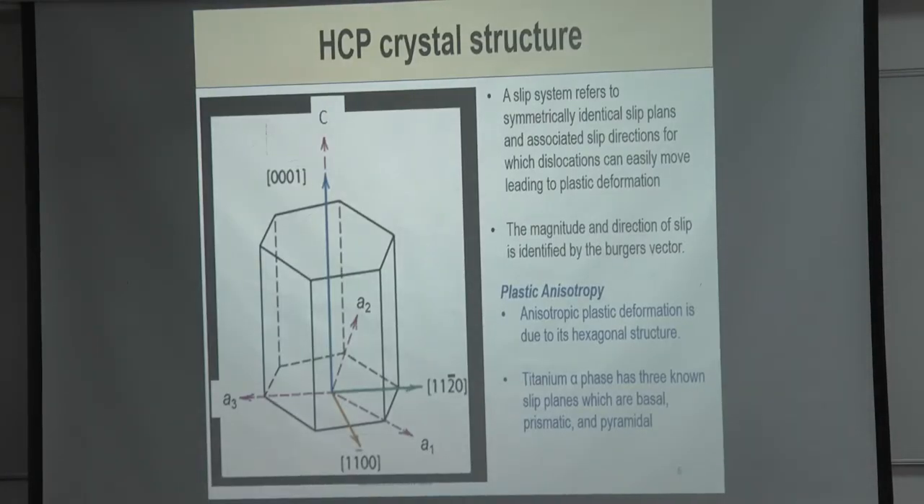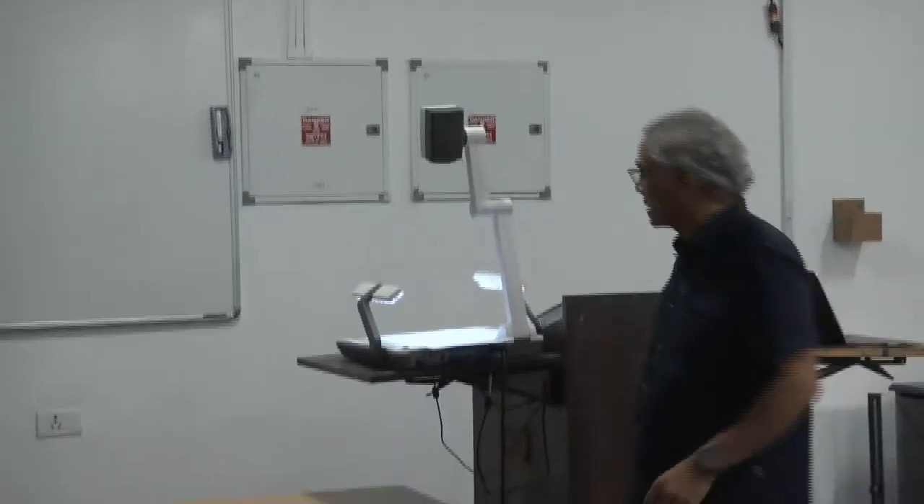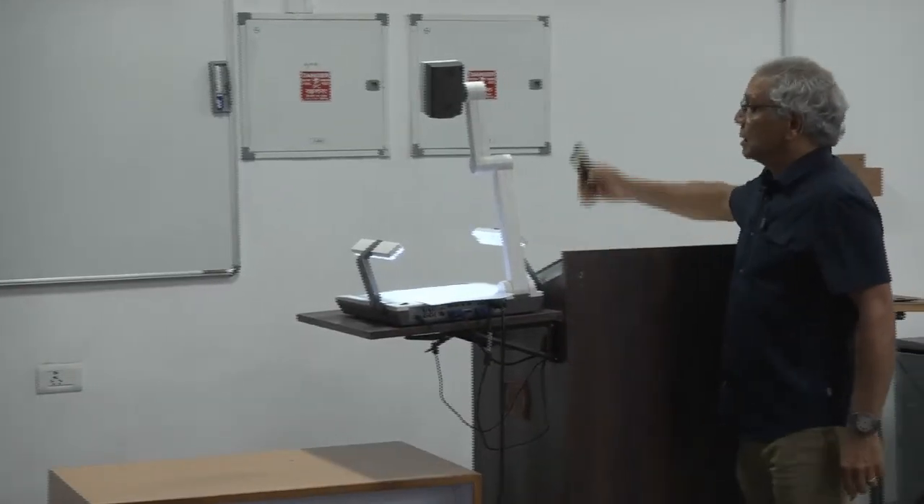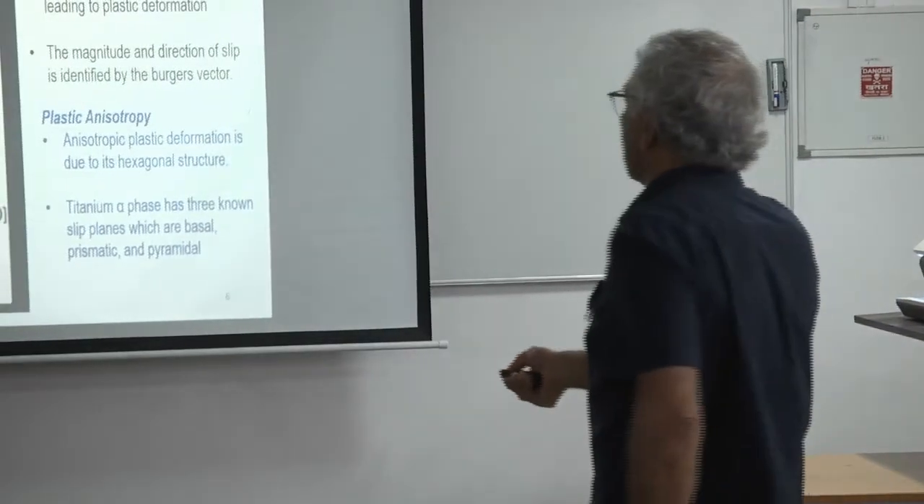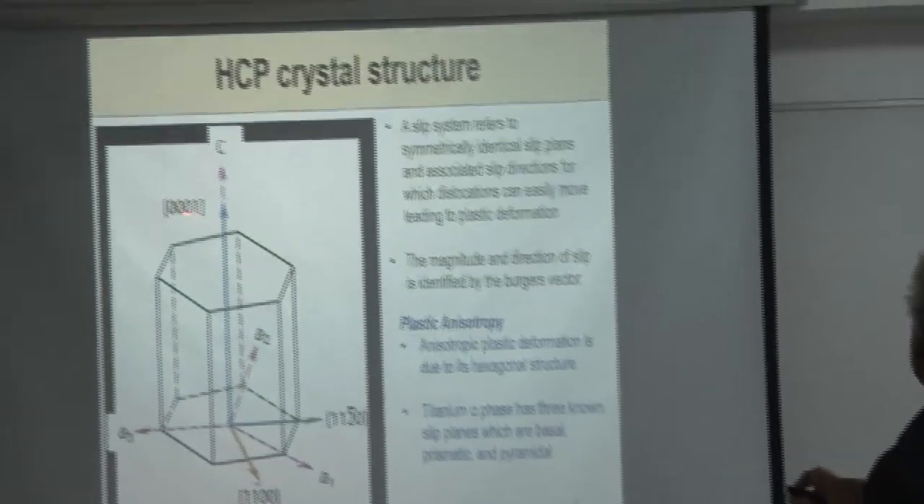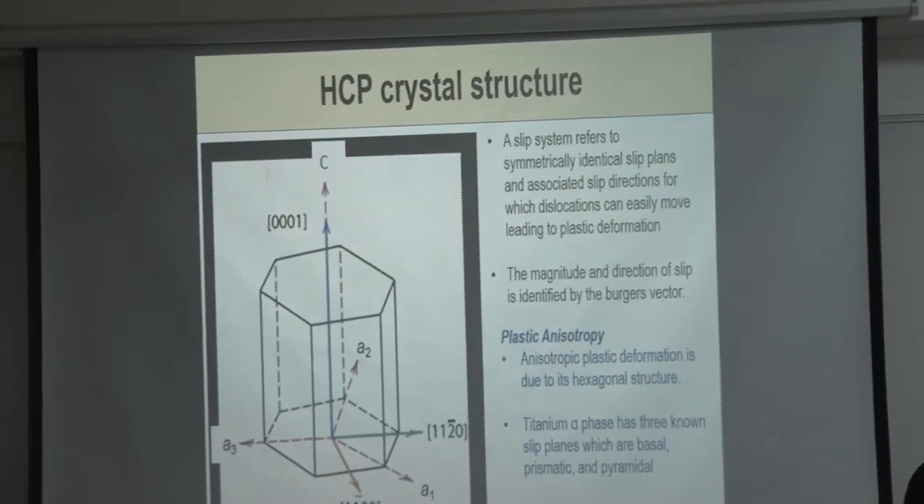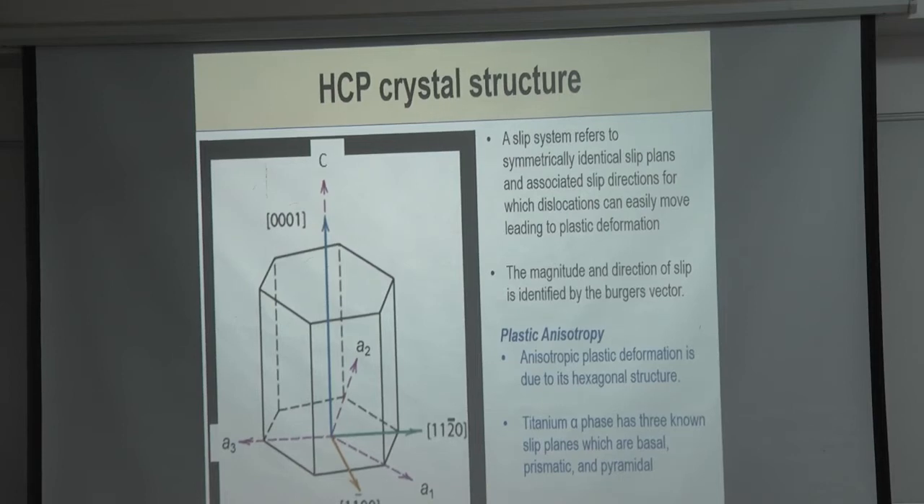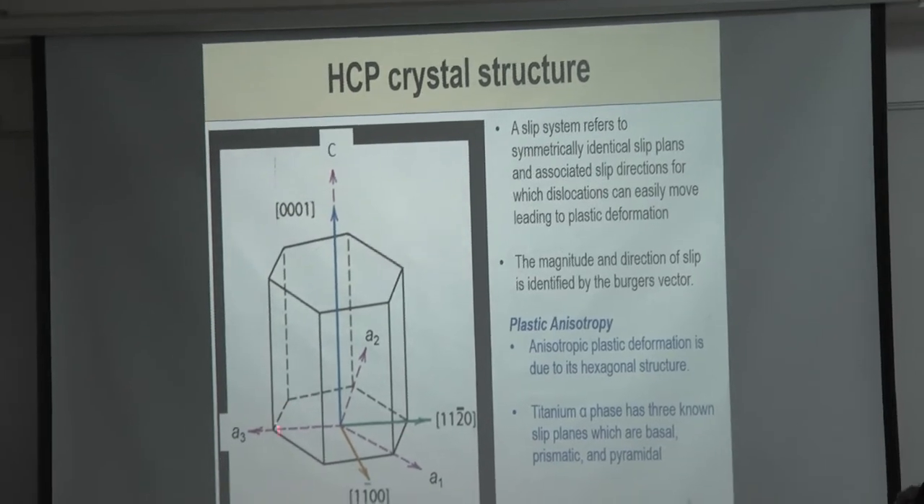Okay, so we know that alpha titanium has a hexagonal close-packed structure, right? So it's got this basal plane. The basal plane is (0001), three zeros and 1. That's your basal plane, the hexagon, okay?